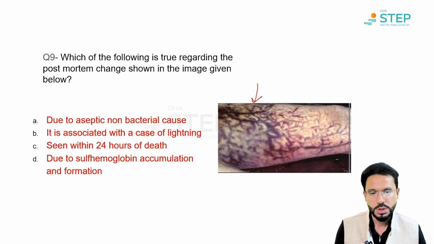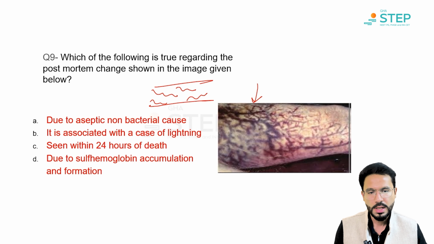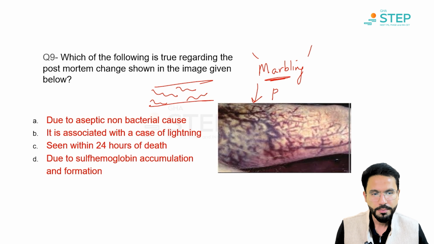This image is showing you some blackish deposit along the blood vessels, and this looks like something is deposited in this blood vessel. What is this phenomenon known as? This phenomenon is known as marbling. Now what is marbling? It is a postmortem finding in autopsy. And what is this due to? This is due to putrefaction.